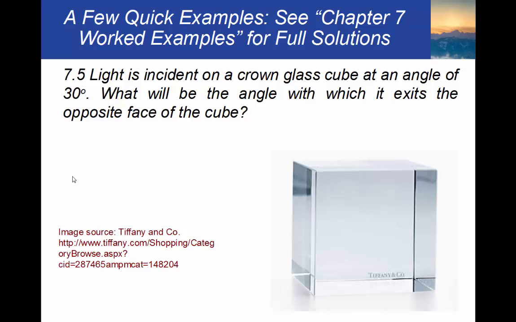Next example, you have light incident on a crown glass cube. That means a cube made out of crown glass, kind of like this little cube, which may or may not be actually made out of crown glass. And the light is incident at an angle of 30 degrees. And the question is, what will be the angle with which it exits the opposite face of the cube? So it's basically coming in on this side at 30 degrees, so maybe like this. It refracts. It hits this other side and it refracts again and exits. And we want to know, what is this exit angle going to be?